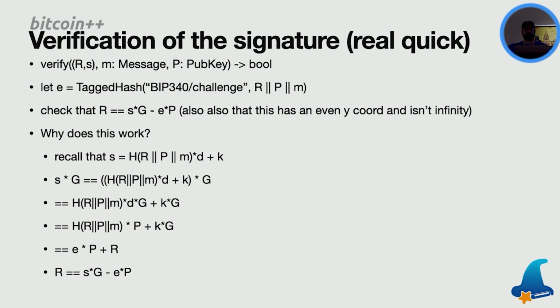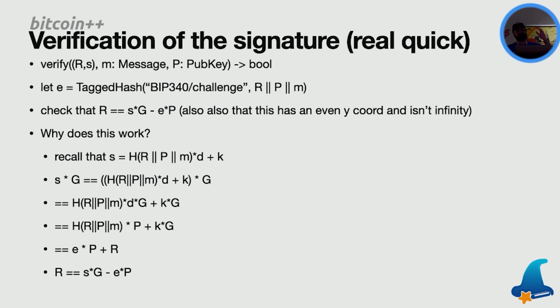It's a lot of math on the screen, but I just want you to be convinced that it works. The way that signature verification works for Schnorr signatures is you basically reconstruct that tagged hash. That's this E value on the second line. And then we're going to check that R equals S times G minus E times P.